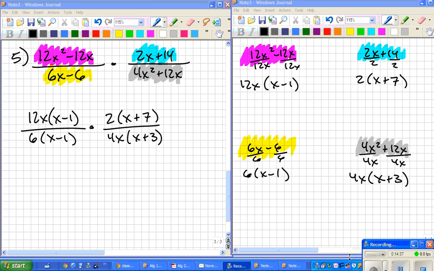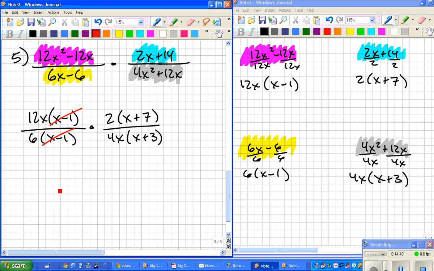Okay, there's all of the work. And now, right away, I can see that the x minus 1 and x minus 1 cancel out. I see an x and an x I can cancel out. And I'm not too sure about all those numbers, but let's see, 12 and 6. That would change to a 2 and a 1. The 2 and the 4, we can reduce that to 1/2. But now we have a 2 and a 2, and we can actually cross those out too, and the only thing that we're left with is x plus 7 over x plus 3. Okay?